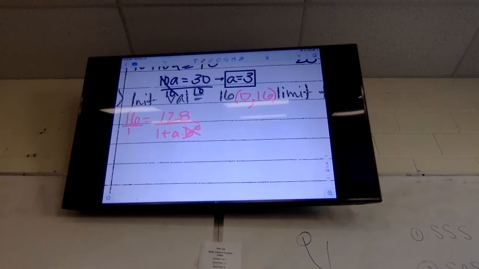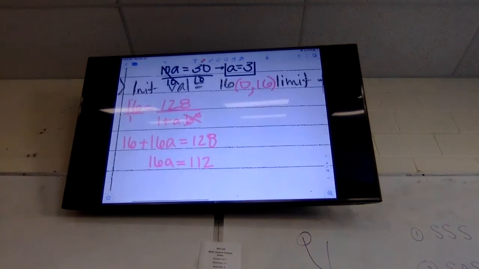So I'm going to cross multiply. 1 times 16 is 16. 16 times A is 16A equals 128. Minus 16 from both sides, and I'm going to get 112. And then divide by 16, A equals 7. I speed through that because if you don't know how to do that at this point in our career, we're going to have a bigger problem. So I know you guys can all solve that.